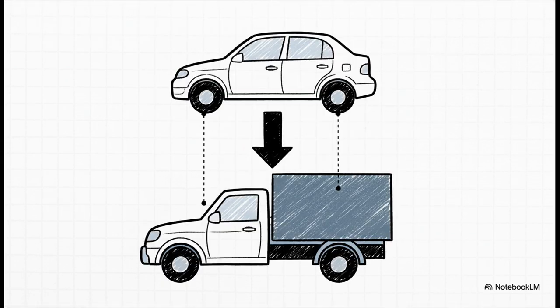Our third pillar is inheritance. And honestly, this is where OOP really starts to feel like a superpower. It lets you create a new class, let's call it a child class, that's based on a class that already exists, the parent. The child inherits all the properties and methods from the parent. So for example, a truck class could inherit everything from a general vehicle class, wheels, an engine, doors, and then just add its own unique feature, like a cargo bed. You don't have to rewrite all that code from scratch.